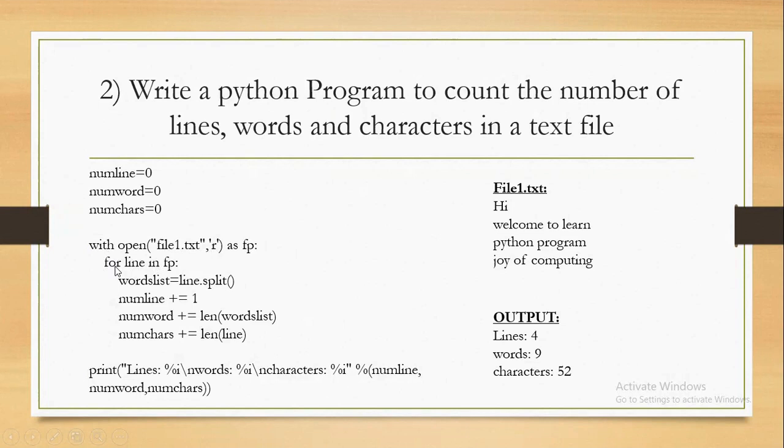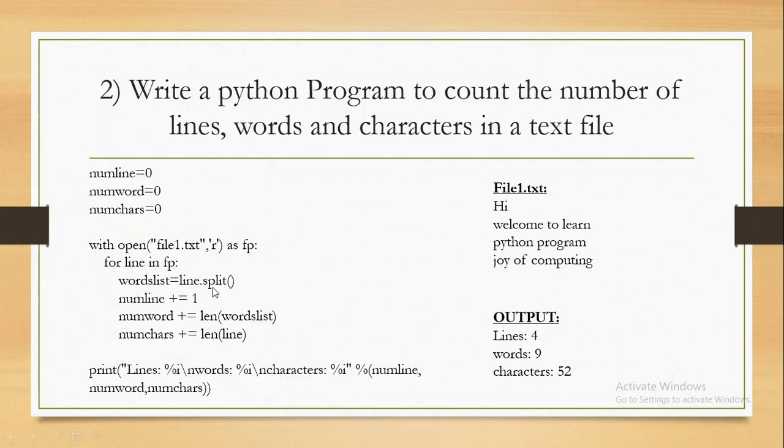Here we are using the for loop. For a line present in the file object, we are going to perform the following operations. Here we are using the split built-in function. This split built-in function by default uses space as its argument. By default it considers the argument as space, splits the words present in the file, and stores the words into the word list.